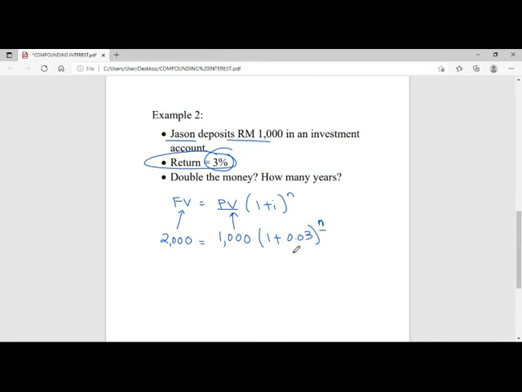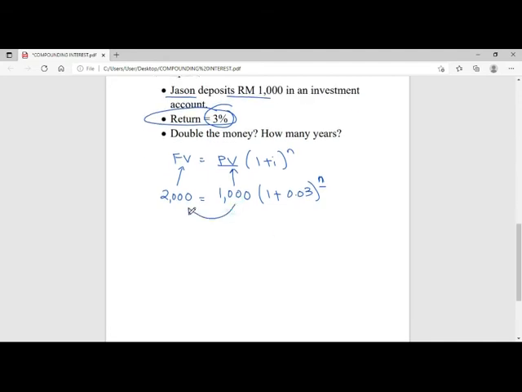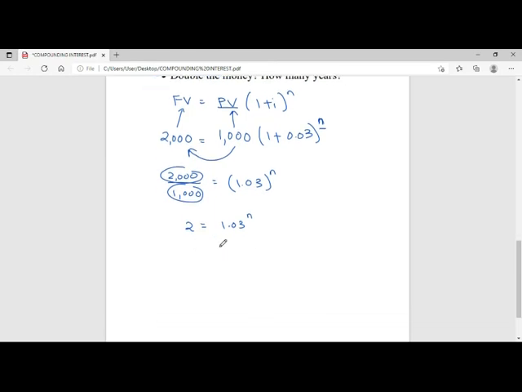Okay, so the very first thing you have to do is you have to carry the 1,000 to the left side. So 2,000 divided by 1,000 equals to 1.03 to the power of N. So the 2,000 divided by 1,000, okay, immediately we can have the answer of 2 equals to 1.03 to the power N. So until now, we still don't know how many years we need in order to double up the money.